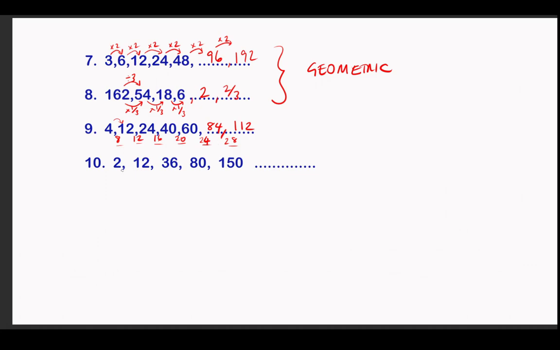What about this one? Now again, it doesn't seem to be timesing, does it? They're getting bigger, but it's not a constant number, because 12 to 36 is times by 3. But obviously 2 times 3 is not 12, so that's not helping. Okay, so let's work out the differences between the numbers to see if that would help us.